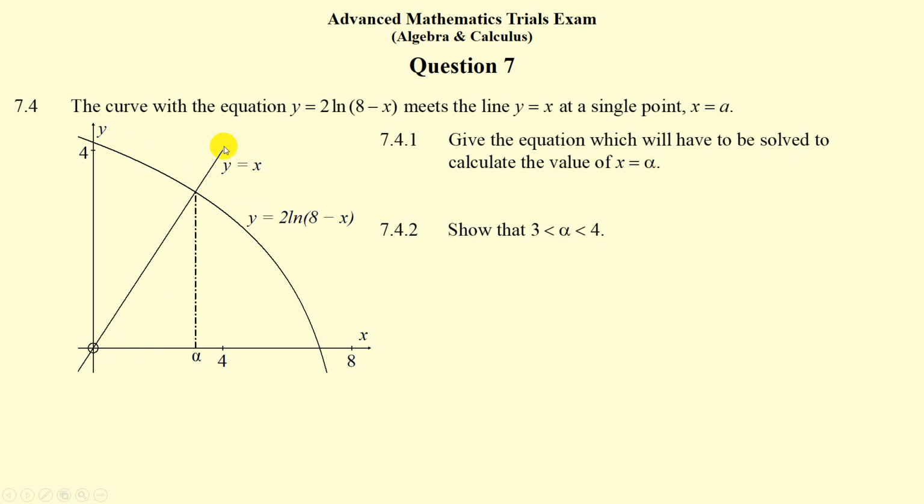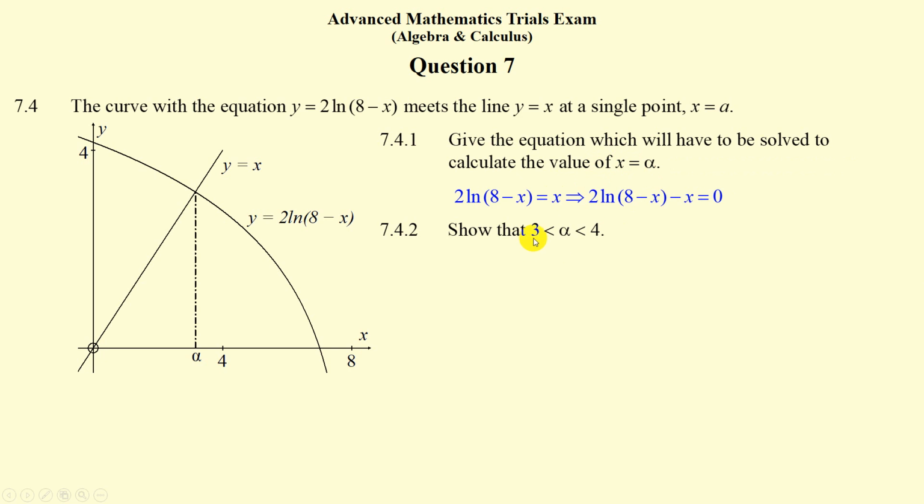Well, that's pretty straightforward, because it's the crossing over of two graphs, therefore one equals the other. 2 ln of 8 minus x equals x. y equals that, y equals that. So if they're both equal to y, they're equal to one another at that point. And I'm just going to write it like this because we're going on to a Newton-Raphson method, and we need it equal to naught. So we have a function here.